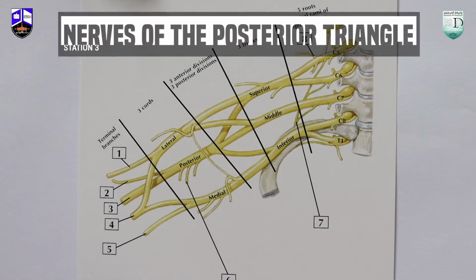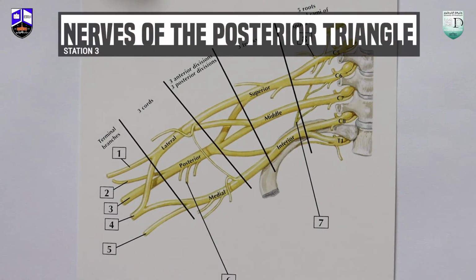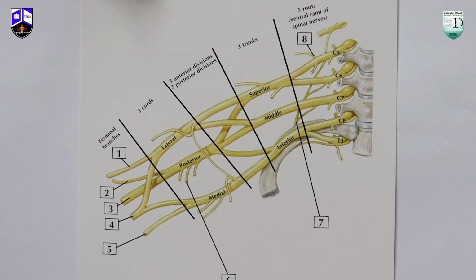Now in this station we move to talk about nerves found in the supraclavicular part of the posterior triangle, and these are the trunks of the brachial plexus. So what is the brachial plexus? The brachial plexus is a loop or a network of nerves formed by the anterior primary rami of the 5th cervical spinal nerve through the 8th cervical spinal nerve, in addition to the 1st thoracic spinal nerve.